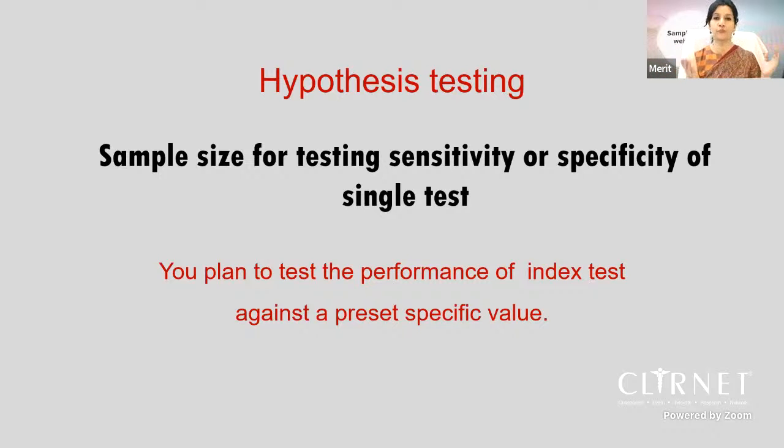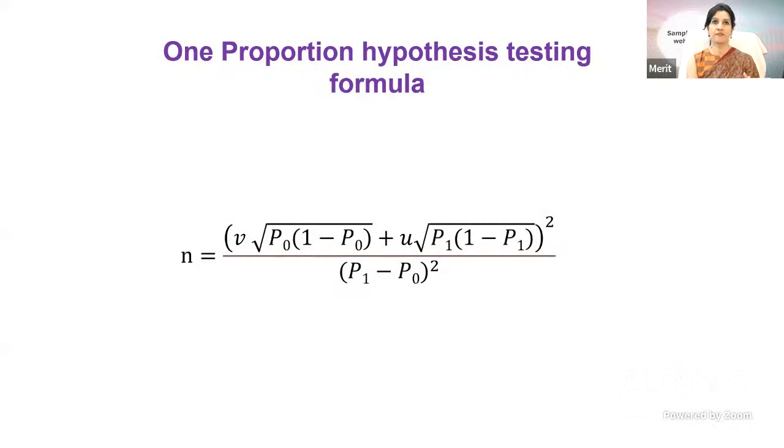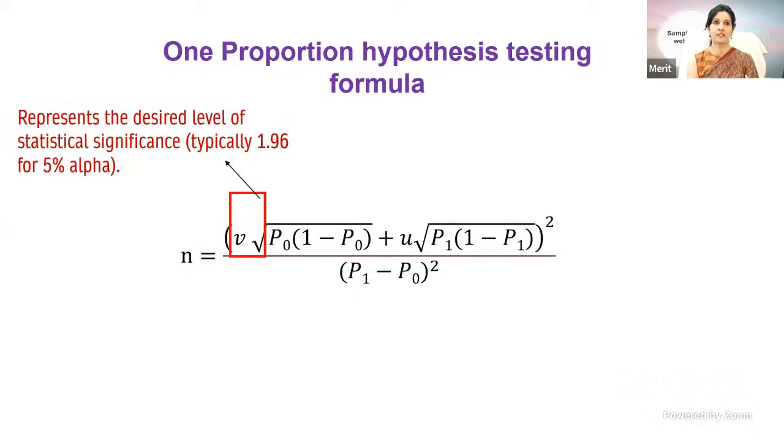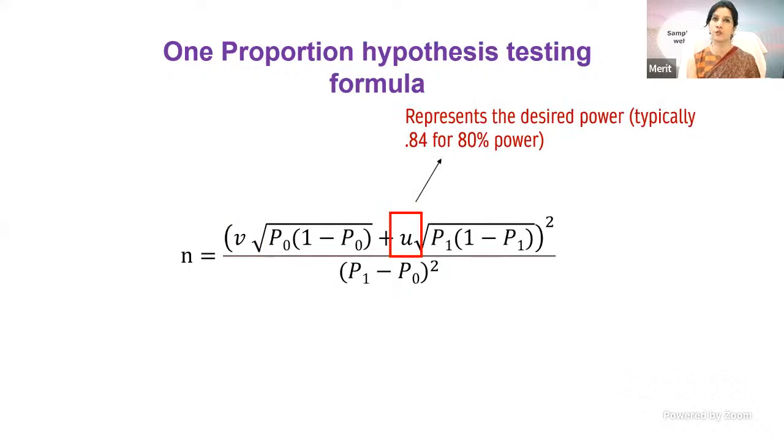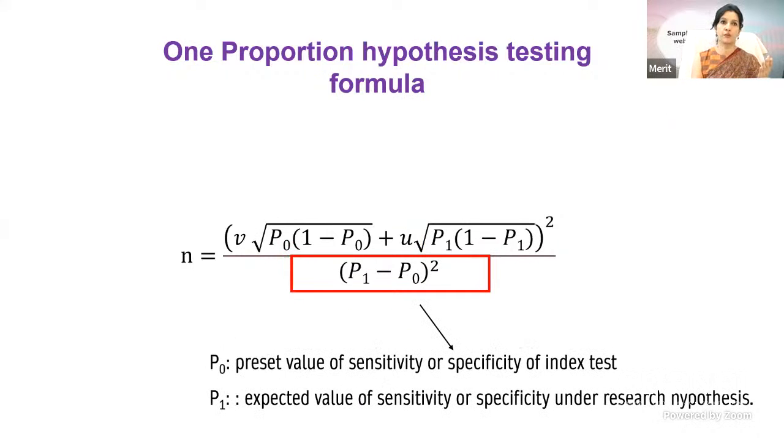In this second scenario, in the case of hypothesis testing, we calculate the sample size using the sensitivity and specificity of a single test, but we calculate this against a preset specific value. So this is the one proportion hypothesis testing formula, where V represents the desired level of statistical significance, which is 1.96 at 5% alpha. U represents the desired power, because here now there will be power also. Whenever you do hypothesis testing, you calculate the beta error and the power. So you fix the power here at 80%. P0 is a preset value of sensitivity or specificity of an index test. And P1 is the expected value of sensitivity or specificity under the research hypothesis.